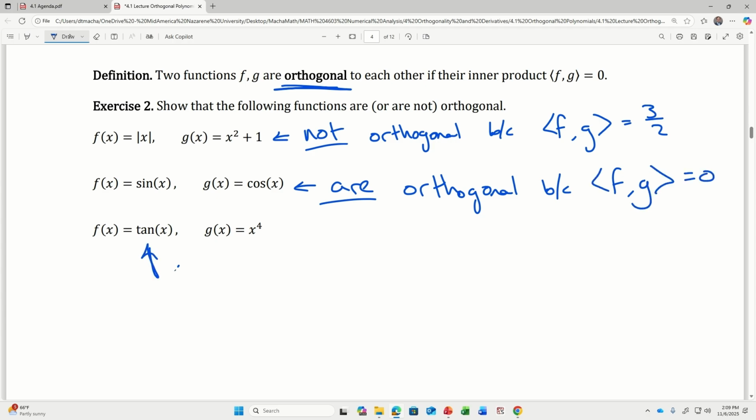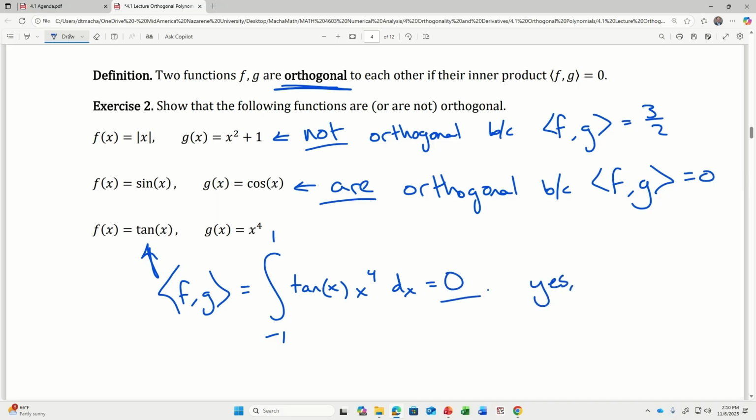What about these? Let's take the inner product. Is x to the 4th even or odd? Even. Is tangent even or odd? Odd. So odd times even is odd. So this is 0. So yes, these are orthogonal.